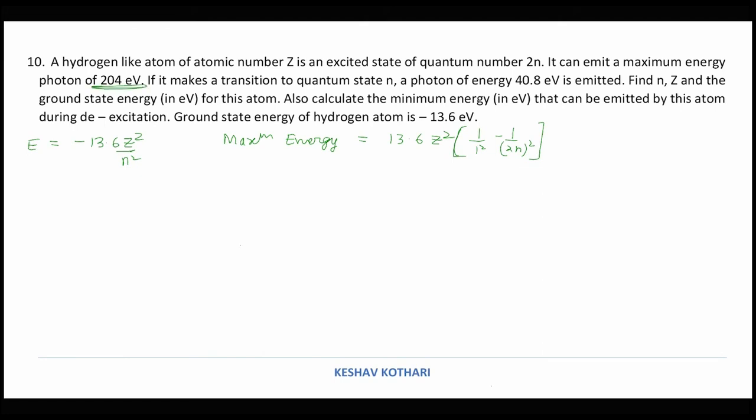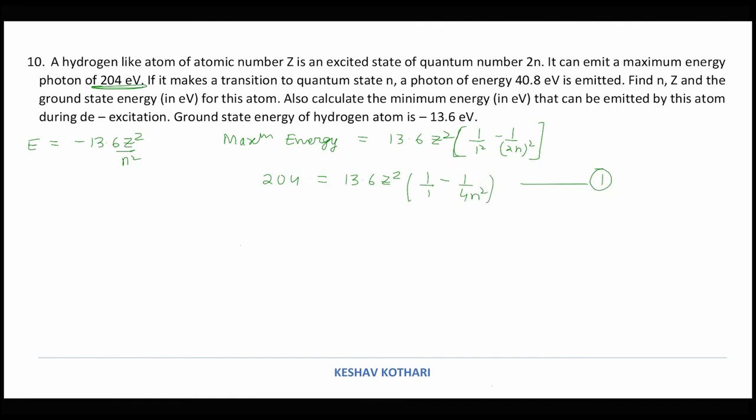So over here I can say that the first expression is going to be 204 electron volt is equal to 13.6 Z square times (1 by 1 minus 1 by 4n square). So this becomes my first equation for this particular problem.